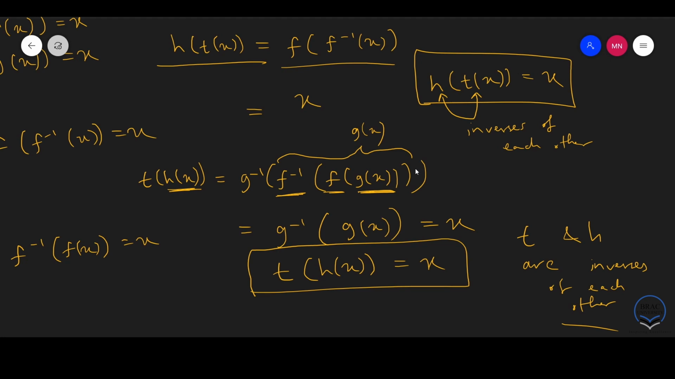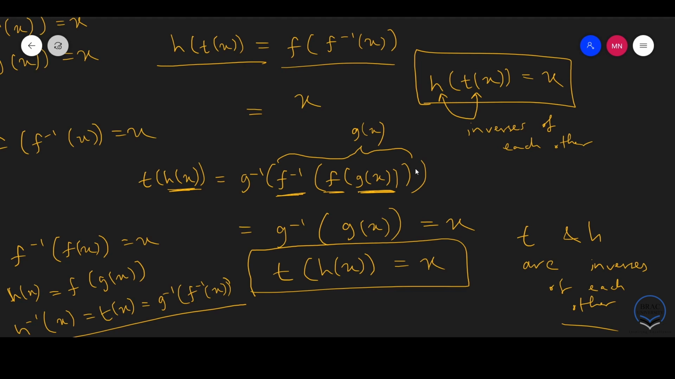So if h is equal to f of g of x, then similarly h inverse of x is equal to t of x, which is equal to g inverse of f inverse of x, right?